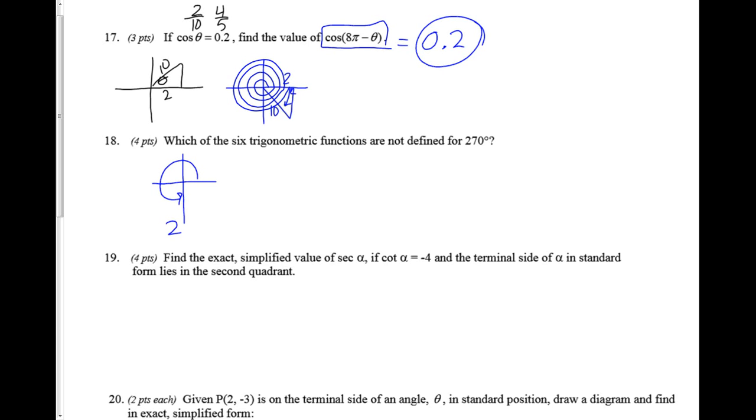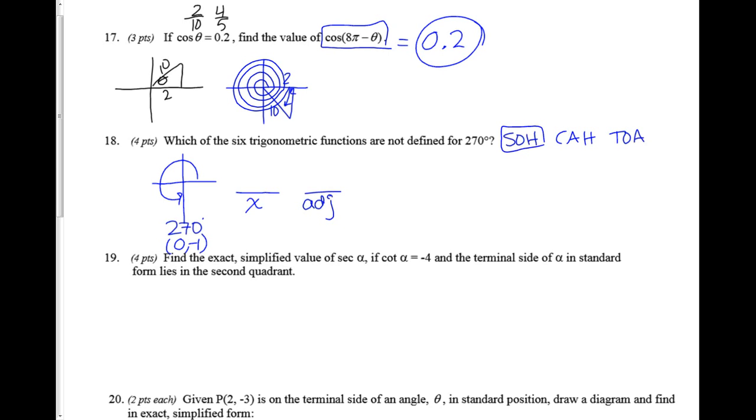Well, 270 degrees is down here. So what would happen? What is not defined at 270 degrees? The coordinate of that point would be over 0, down 1, which means I cannot have x on the bottom of a fraction, because that would give me division by 0, which means I cannot have x, the adjacent side. So any of my trig ratios where the adjacent is the bottom of a fraction are going to be undefined. So I wrote down SOHCAHTOA there.